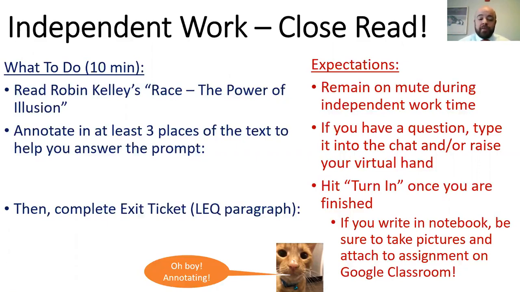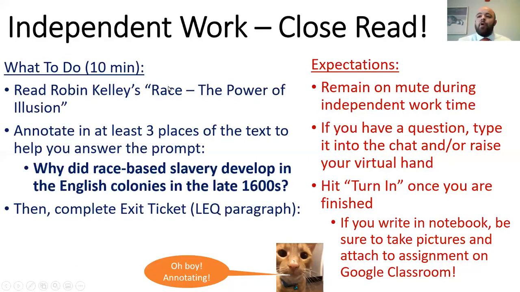Scroll to page 3 of your Google Doc and you will find that article. You're going to read the source and annotate in at least 3 places in the text that would help you respond to this question. Why did race-based slavery develop in the English colonies in the late 1600s? Once you've annotated 3 times, you can move to the exit ticket.